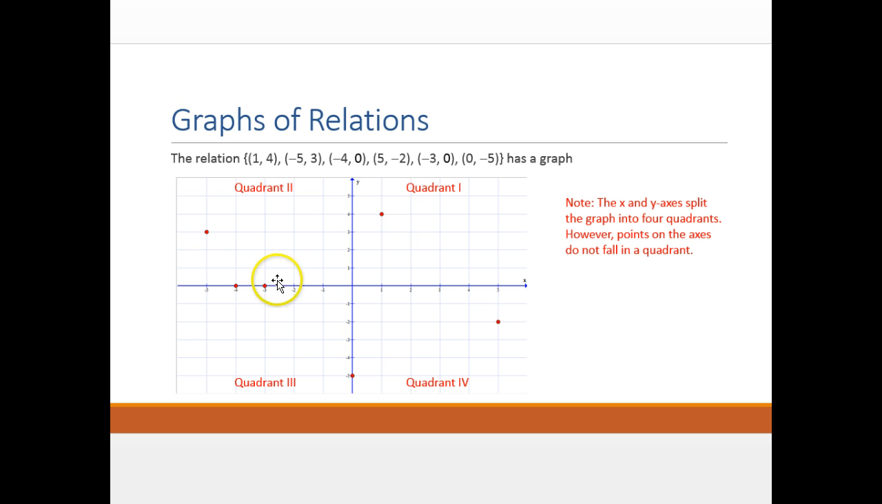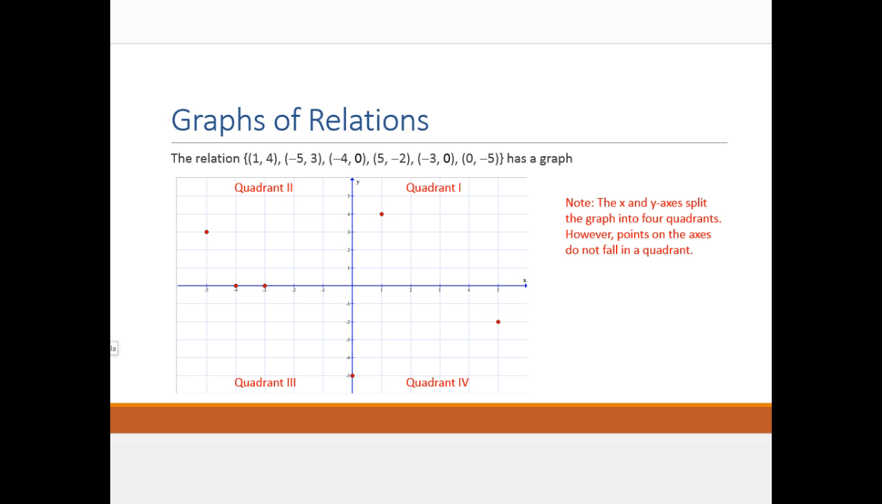This is my x-axis running horizontally, my y-axis running vertically, and these x and y-axes split this graph into quadrants. We start in the upper right with quadrant 1, quadrant 2, quadrant 3, and quadrant 4. We'll use more of this later, but just to kind of detail it now. Please note that anything that falls on the axes is not considered part of a quadrant. Your axes are your boundaries and are actually not part of the quadrant.